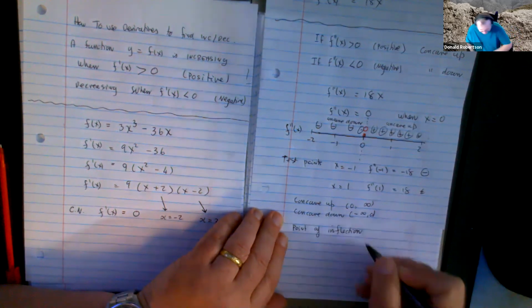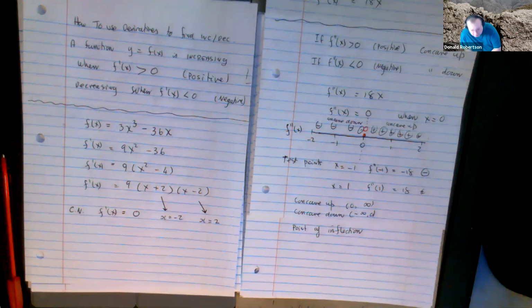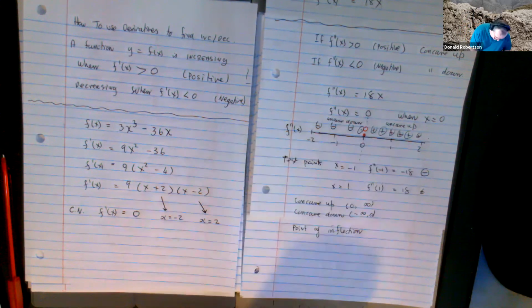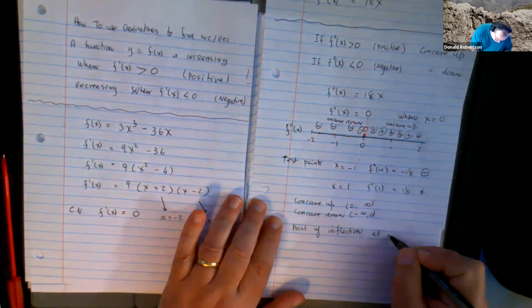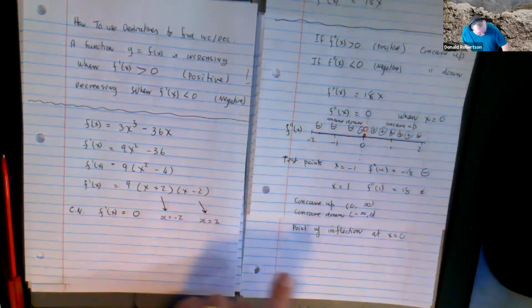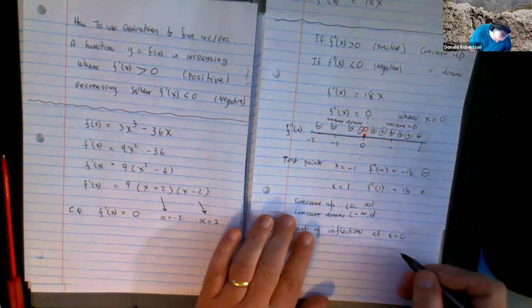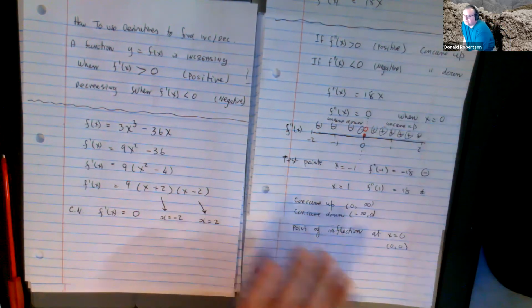And for free, I can find a point of inflection. A point of inflection is where a concave up changes into a concave down or vice versa. Would you agree in this case it's at x equals 0? Now I can't give you the coordinates, well, I could now, I guess, I could go up here and tell you what it is because the original function is here. So it would be at (0, 0), wouldn't it?